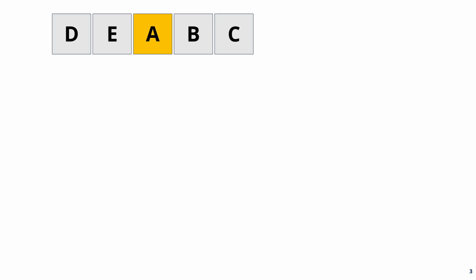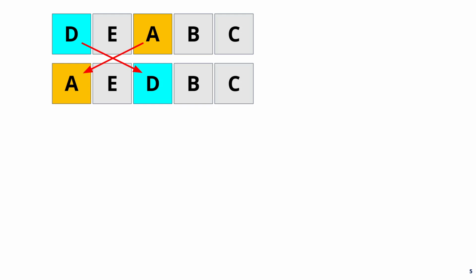So the smallest value is A, which we know because we looked through the whole thing for the smallest value. And then where do we want the A? We want the A in the first position, so we just swap the A and whatever happens to be in the first. So we found the smallest value, and we know where we want it to go.